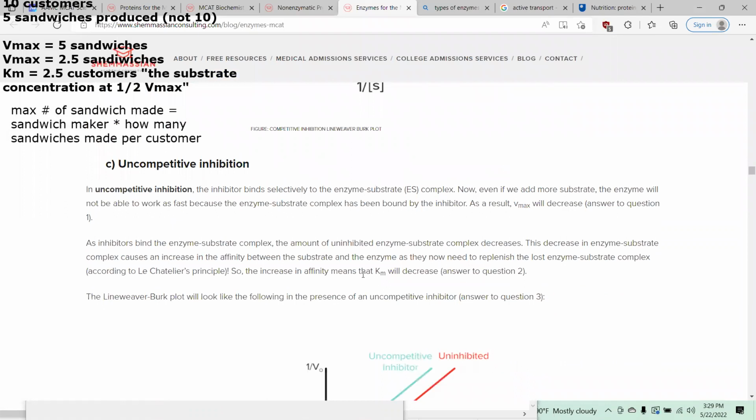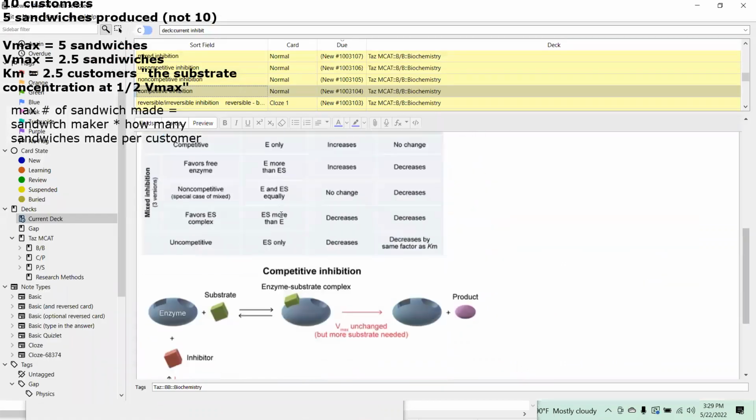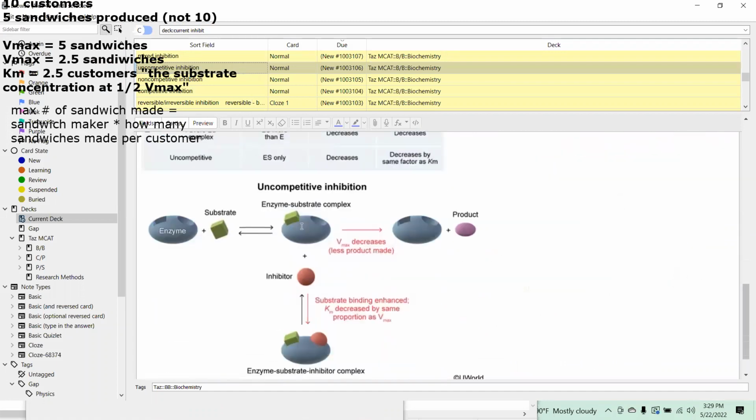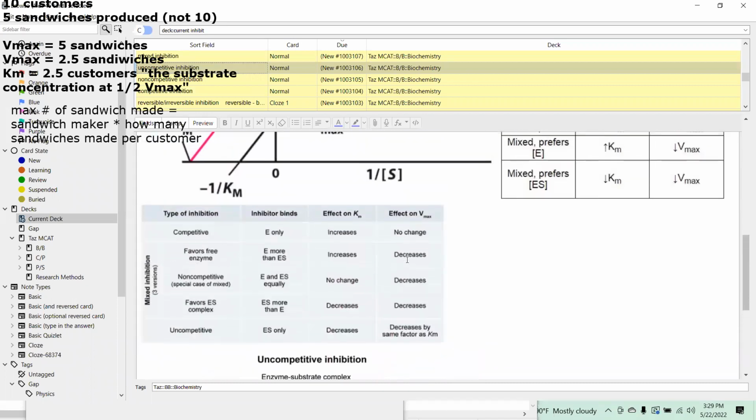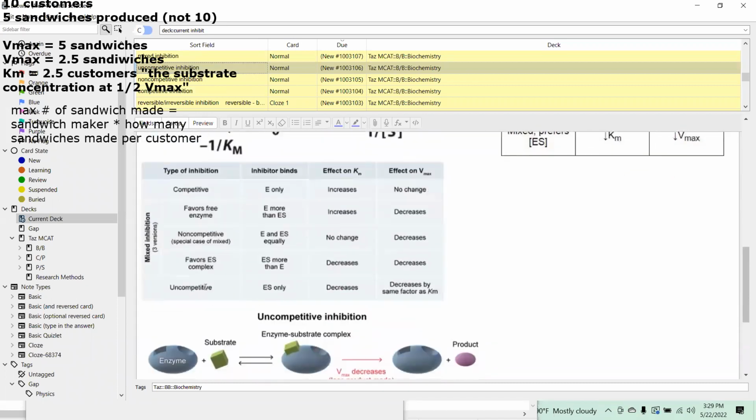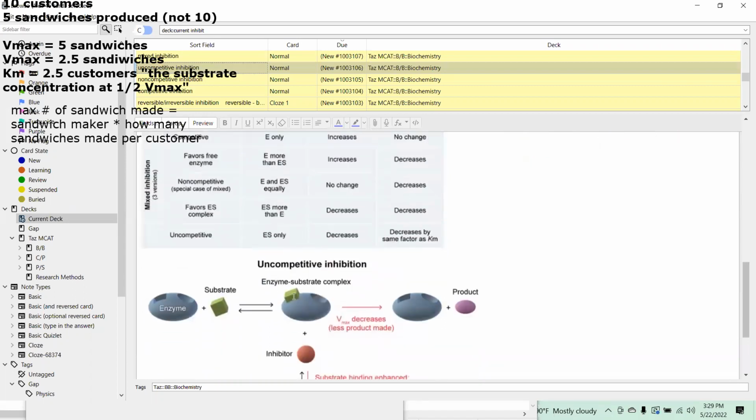Then we have uncompetitive inhibition. Let's go back to the card. Uncompetitive inhibition is when the inhibitor is not going for the active site. It's going for another site on the enzyme, which is called the allosteric site. Allosteric site just means a binding site that is not the active site. So the substrate can still bind, but the inhibitor can come in and bind as well. This binds in a different way. An uncompetitive inhibitor only binds after the substrate has bound, so it's binding to ES only.